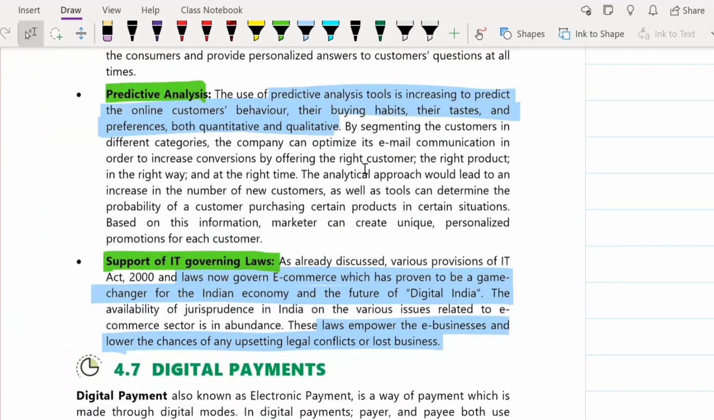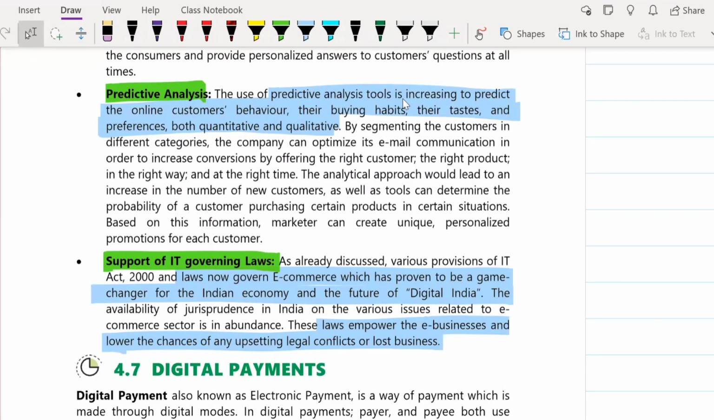Next is predictive analysis. The predictive analysis tools analyze customer behavior: what customers are buying, what their buying habits are, when they buy, what their tastes and preferences are, both quantitatively as well as qualitatively. Using these tools, they are able to predict this. So this tool also has played an important role in developing the e-commerce space.